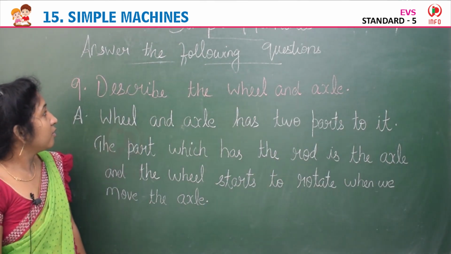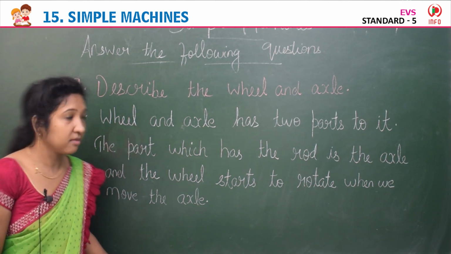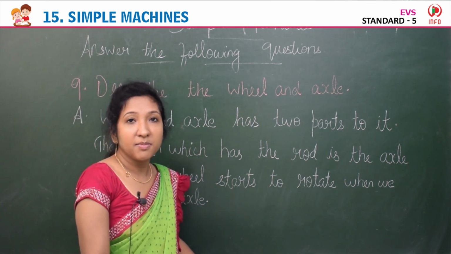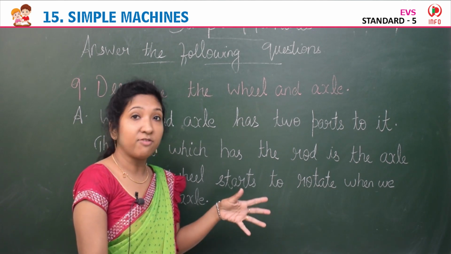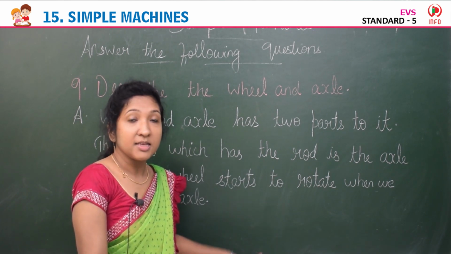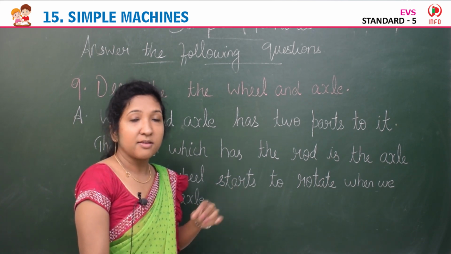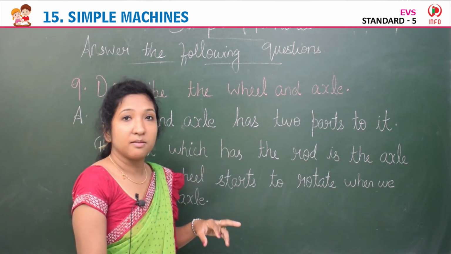Children, our next question is describe the wheel and axle. So you know wheel and axle is another type of simple machine, and I told you its use and real life examples, isn't it? Steering of a car, water wheel, wheels of a bicycle. These are all examples of wheel and axle.